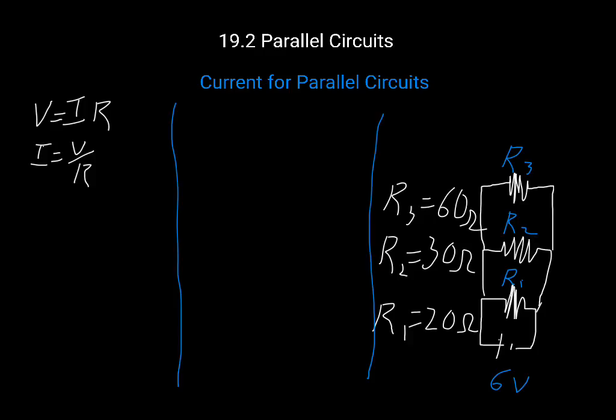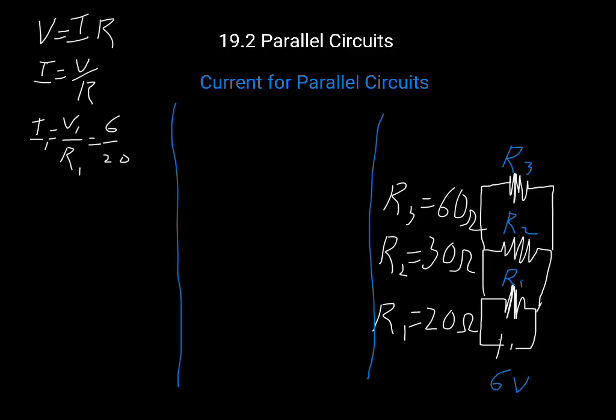So we start with our basic equation, V equals IR, and then we just rearrange it so we solve for the current. So in this example, we're going to be using I equals V over R a lot. So we substitute in our first set of values, so our voltage across our first resistor, which is going to be 6, and we have to divide by the resistance of our first resistor, which is 20. This gives us 6 over 20, which gives us 0.3 amps.